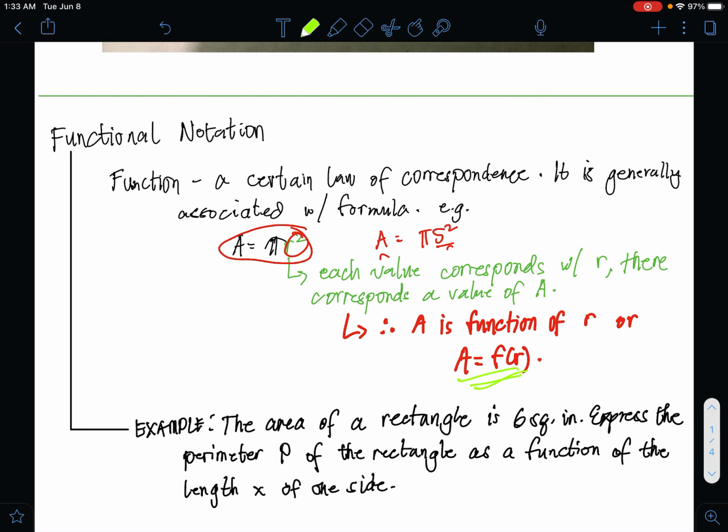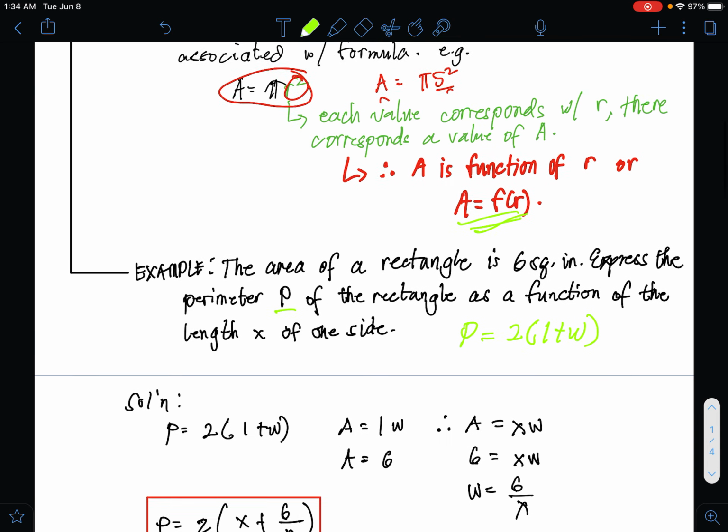So let's have an example. The area of a rectangle is 6 square inches. Express the perimeter P of the rectangle as a function of the length x of one side. So what we will do is express P, the perimeter of the rectangle, as a function of the length x. Remember that the formula for the perimeter of a rectangle is P equals 2 times length plus width.